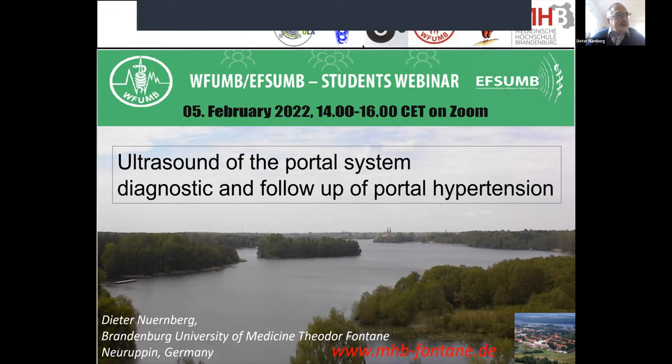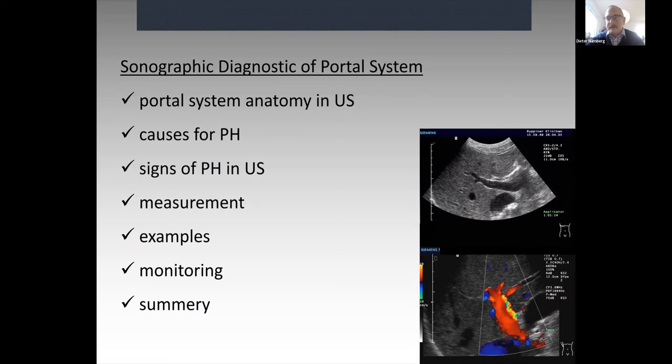We want to stay at the topic portal vein system. We discussed the cava vein and aortic system, and now we want to discuss the portal veins. I would like to speak a little bit about the anatomy and causes of portal hypertension, signs of portal hypertension, and whether it is necessary to measure or not. I would like to show you some examples, and also examples of portal vein thrombosis.